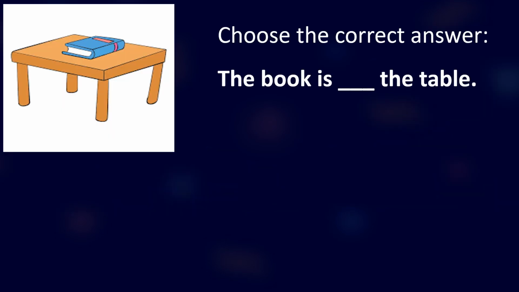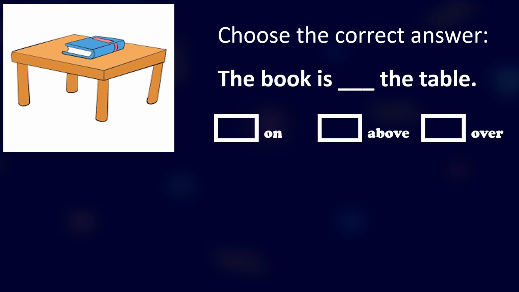So the first sentence is: the book is dash the table. Dear children, you have three options: on, above and over. Write in the chat box which one is to be ticked. I'll wait for you. Think. Great job. It's on. On is correct because the book is touching the table.